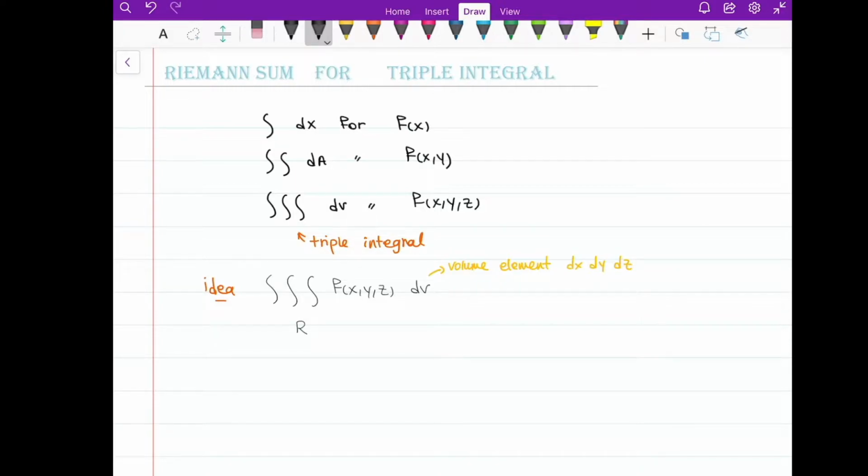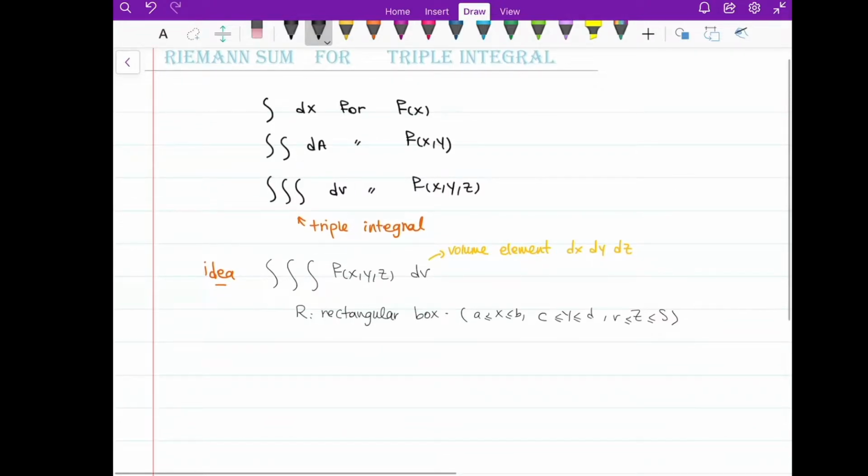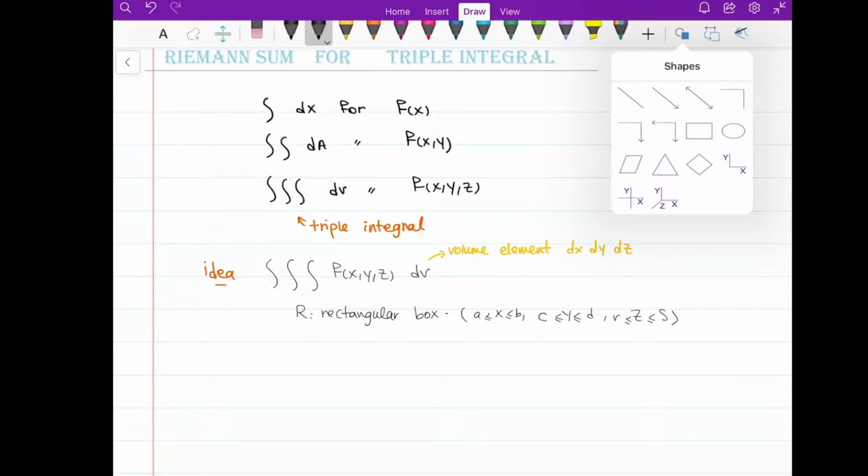But for R here, let me give you the idea for a simpler R, a rectangular box. Something like that, where x is between a and b, y is between c and d, and for example z is between r and s. Just assume that we have a rectangular box and we want to calculate the triple integral of a function over this box.